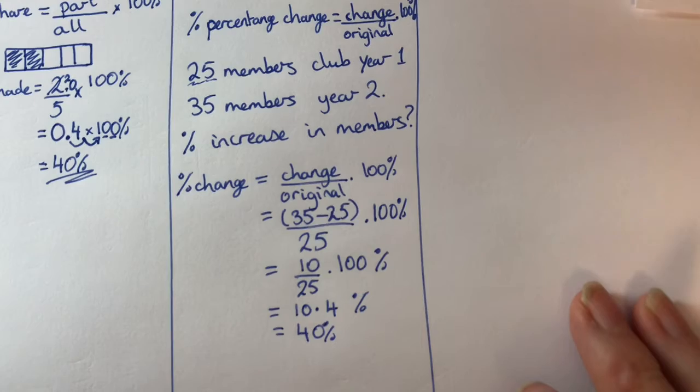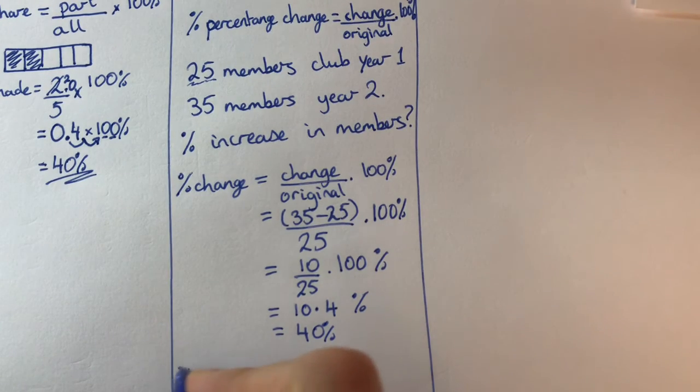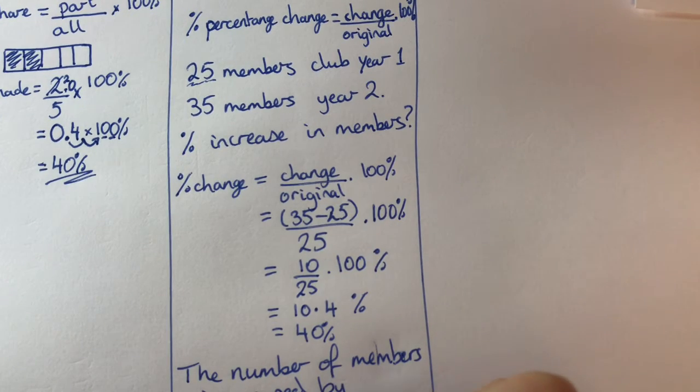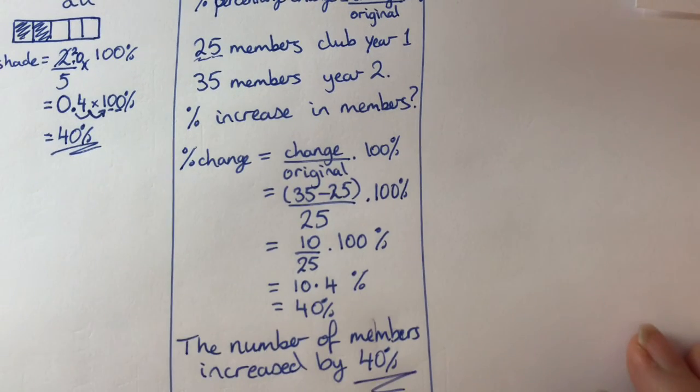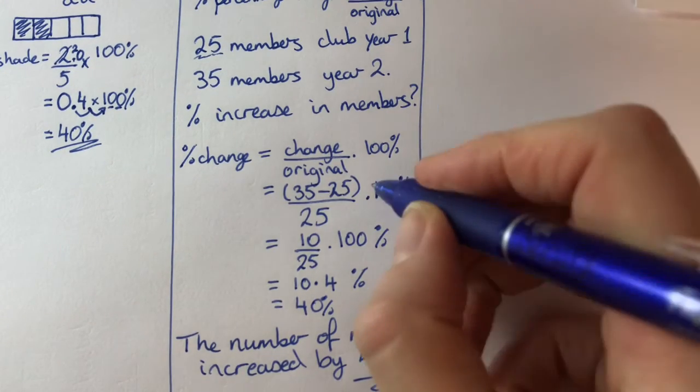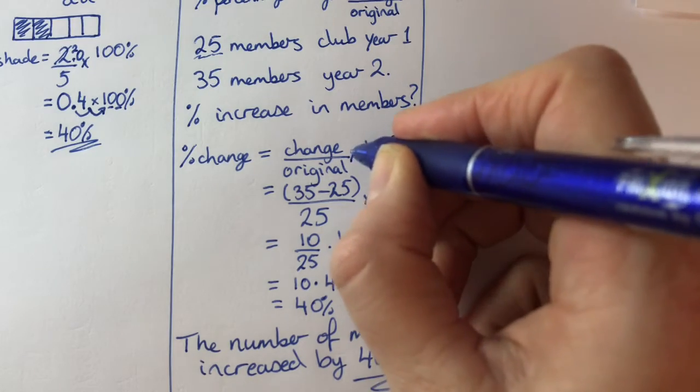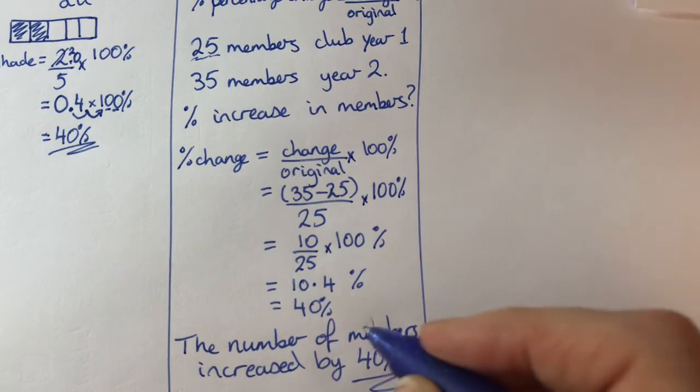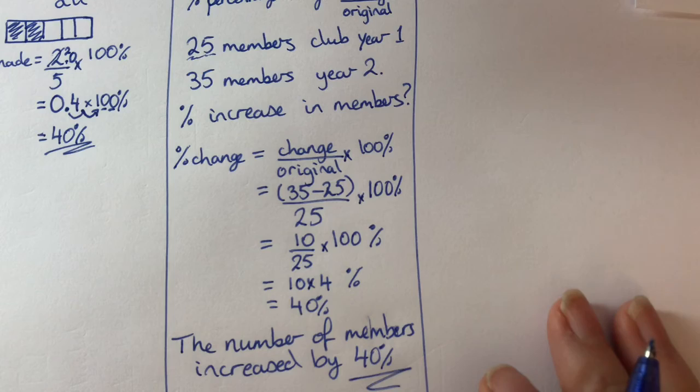And then we would finally answer the question: the number of members increased by 40%. And then we are ready. And of course these multiply signs should be little X's, mixing it up here with the Swedish.